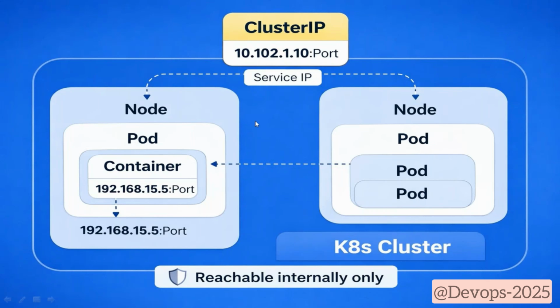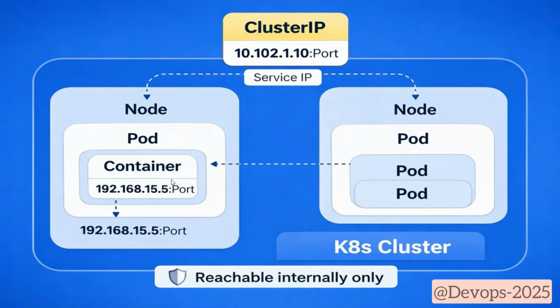So the traffic flow of this service is, whenever we do curl space IP of the service colon port number, first that calls this IP, then it goes to the node, then it goes to the pod, and finally it goes to the container. So the client never talks directly to the pod IP, the client always talks to the service IP.